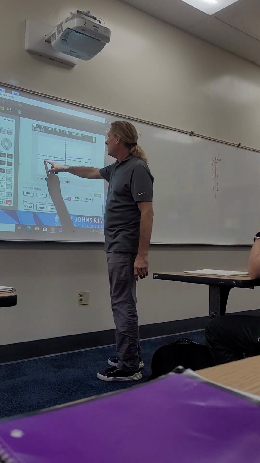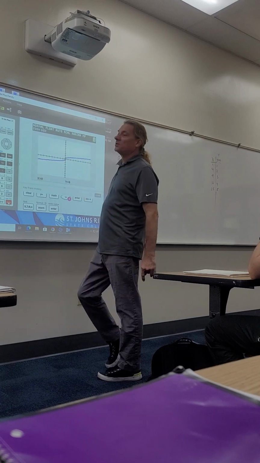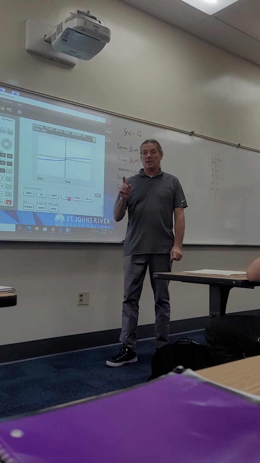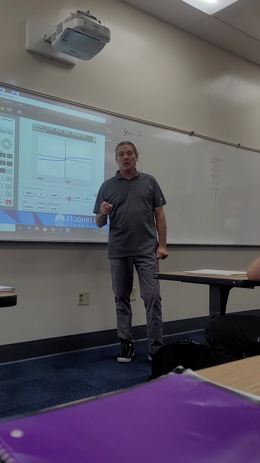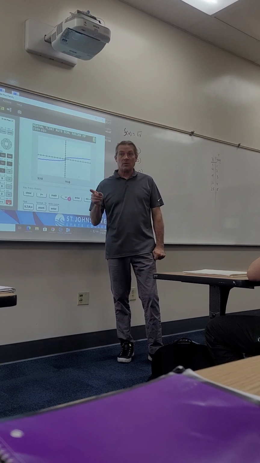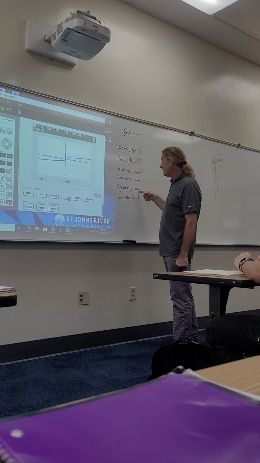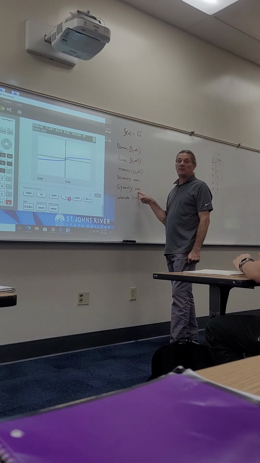Is the square root function even or odd? The square root function is neither even nor odd, because to be even or odd, you have to have symmetry over either the y-axis or the origin. And this thing has what symmetry? No. So therefore, it's neither even or odd.